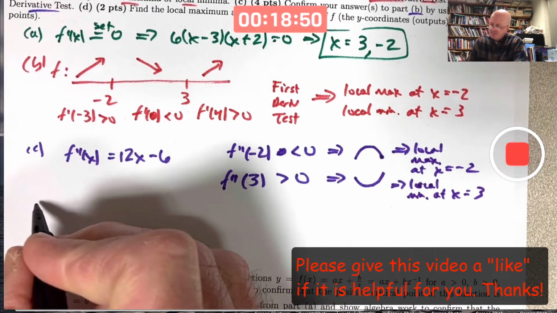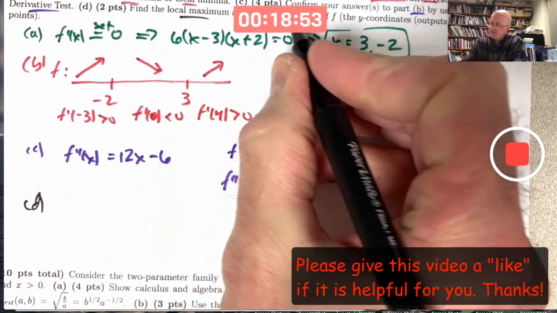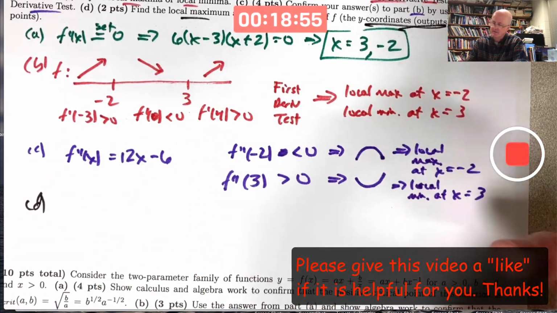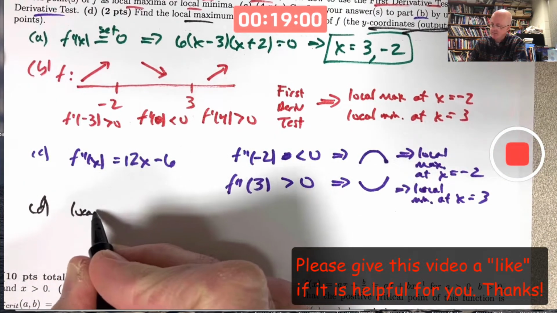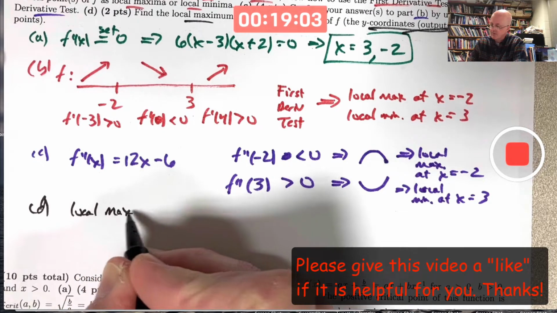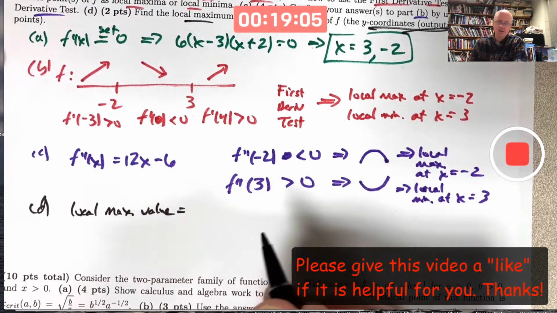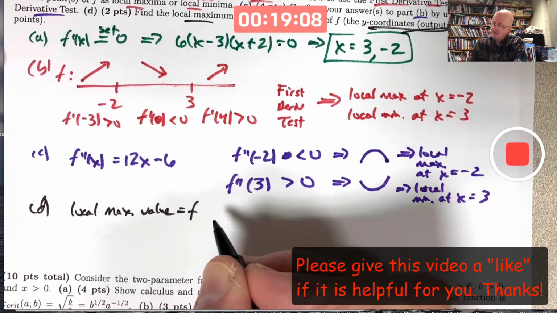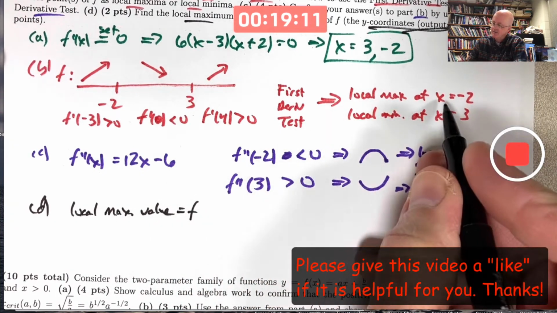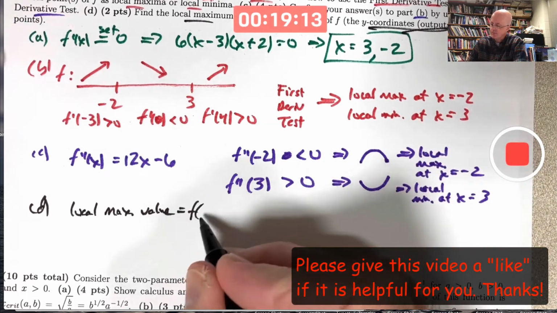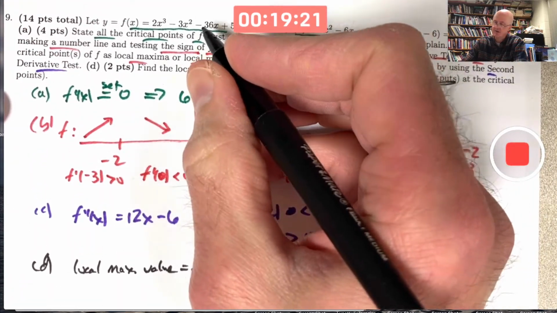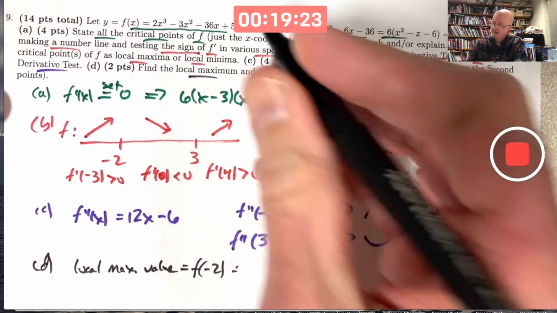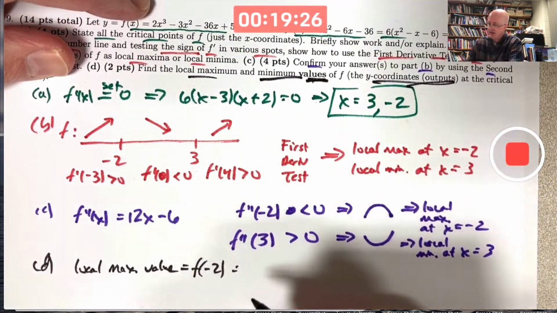Part D, find the local max and local min values, outputs, y-coordinates of f at the critical points. So a local max value, emphasis on the word value, that's what I say for the outputs, is f of x at x equals -2, the critical point where you have a local max. Okay? So that's f. I need to go back to the original function, not the derivative or the second derivative, and compute f of -2.